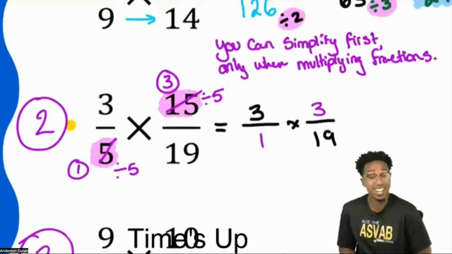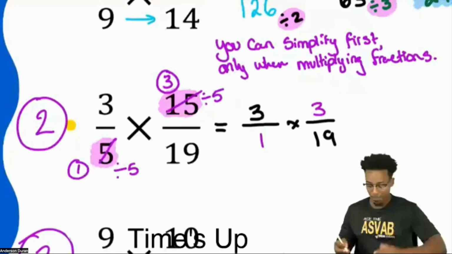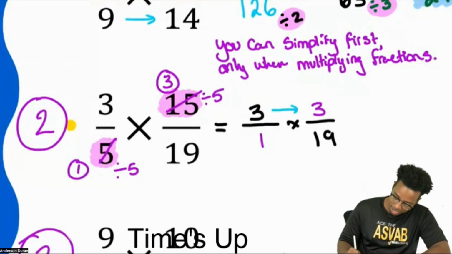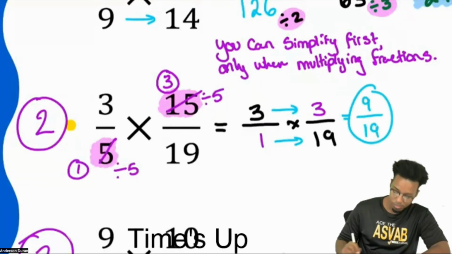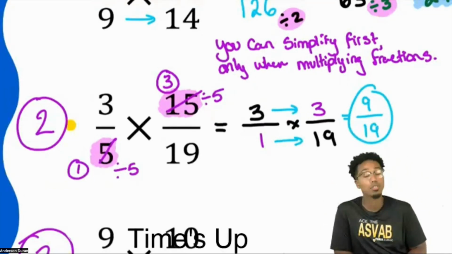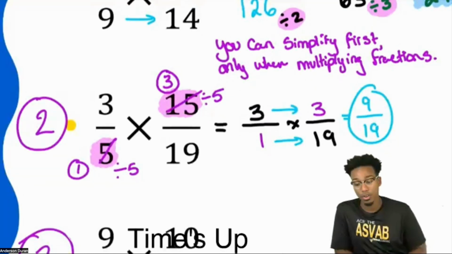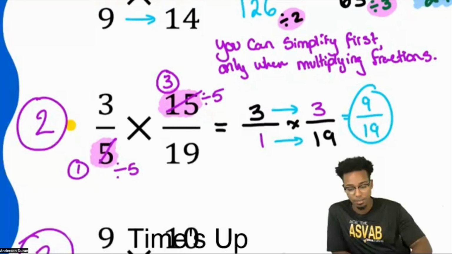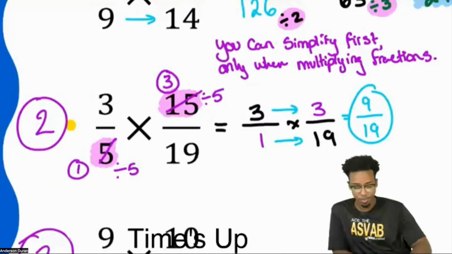You're good, right? We should feel pretty good about that because now we've reduced it and now we can straight up multiply to get 9 over 19. Problem solved. We're done. When you simplify first, you give yourself the opportunity to not have to do the extra work at the end. And there it is.